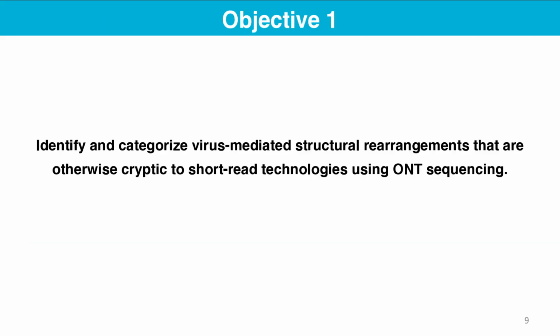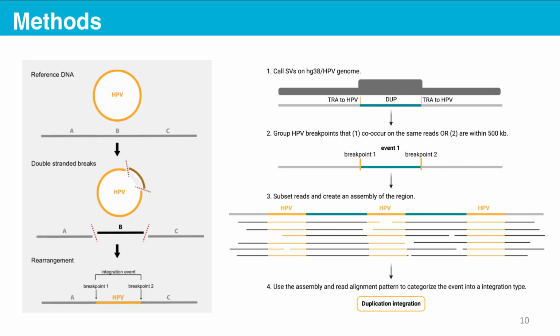So our first objective is to identify and categorize virus-mediated structural rearrangements that are otherwise cryptic to short-read technologies using nanopore sequencing. In almost all our samples, it was observed that HPV integrates within human regions that have gained at least 2 double-stranded breaks, while 2 double-stranded breaks also occur in the HPV genome to break it into a linearized segment.